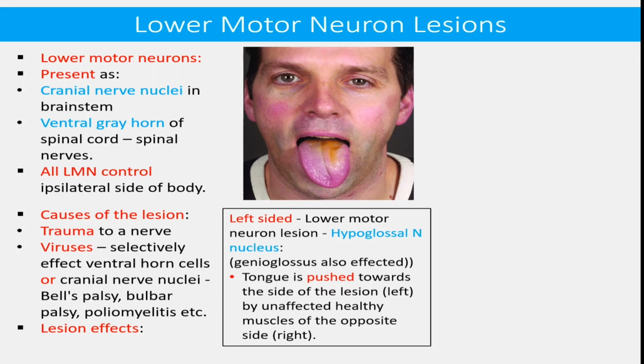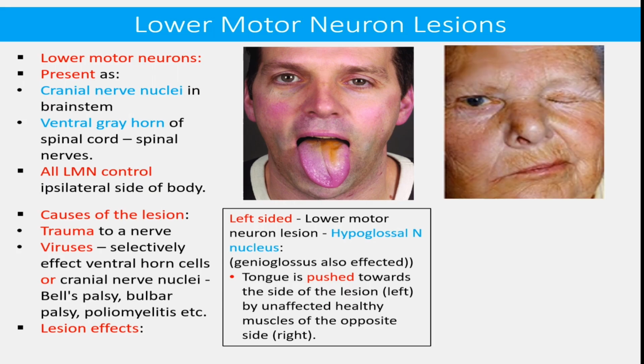Number one, left-sided lower motor neuron lesion of the hypoglossal nerve. In this case, the genioglossus, which is responsible for protrusion of the tongue, is also affected. So the tongue is pushed towards the side of the lesion, that is the left side, by the unaffected healthy muscles of the opposite side, that is the right side.